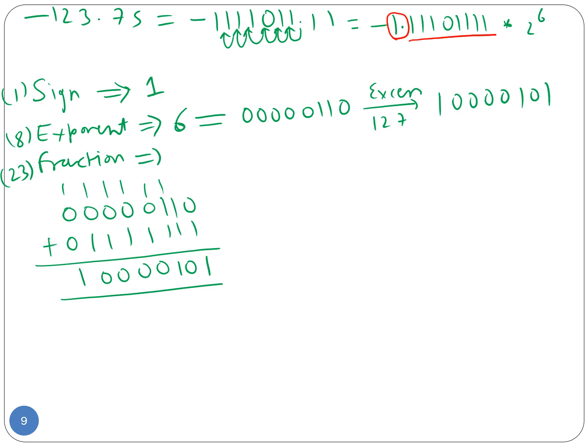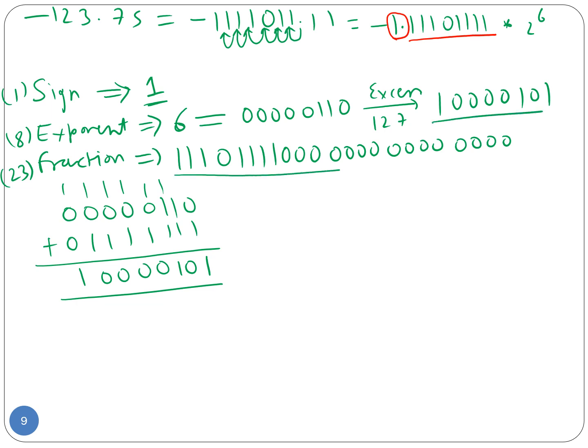And the fraction, again recall that we assume that this initial part is implied, so we only need this and then pad it with enough zeros so that everything counts to 23 bits. So the fraction is basically 1110111. This is 7 bits, so we need 16 more zeros. Alright, so this is 23 bits. So let's put these together to get the final answer.